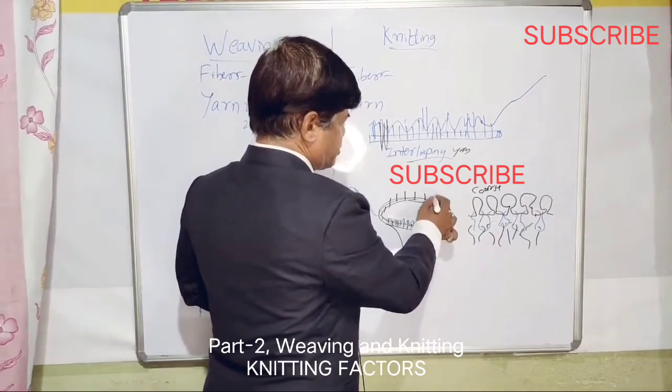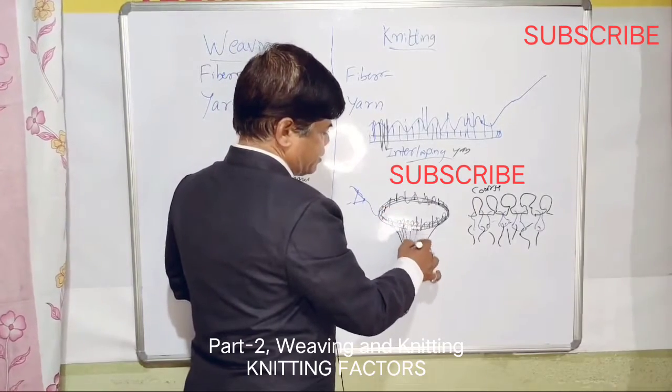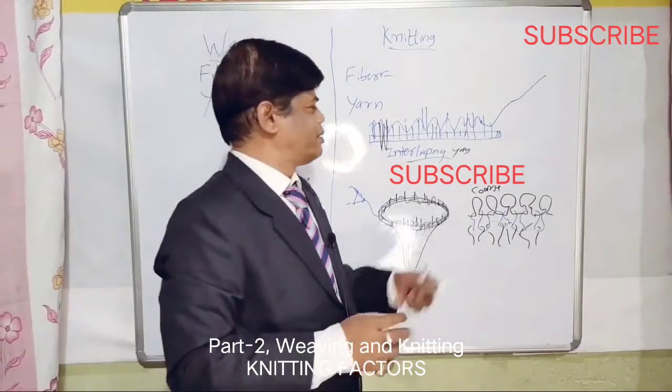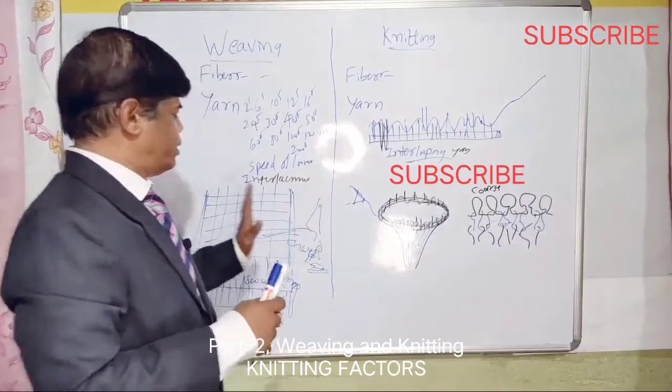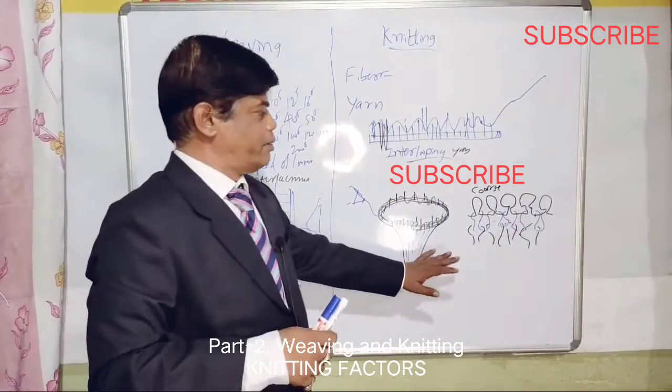Okay, hope you have understood. The same looping takes place, and the knitted fabric comes out. This is the structure. What I'm going to say is that here there is interlacement, and there is interlooping. In weaving, preparation of the beam is required. Here, preparation of the beam is not required.